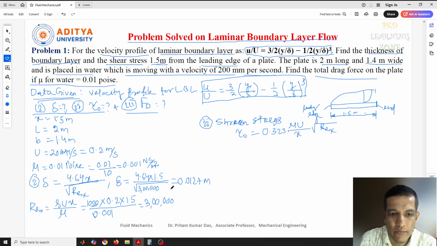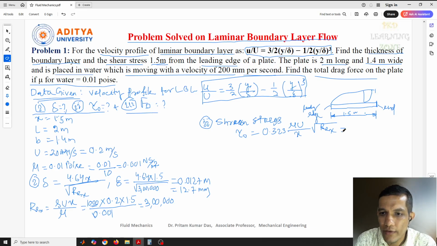Now if you want to convert this in terms of millimeter, you can also write it. Millimeter means 1000 will be there, so that is 12.7 millimeter.